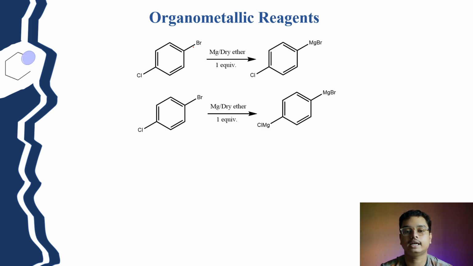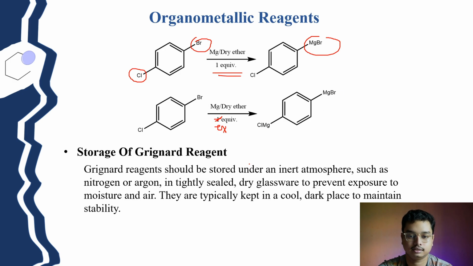If there is a competition between bromine and chlorine, bromine is much more reactive towards Grignard synthesis. In the presence of one equivalent of magnesium, initially the Grignard is generated on one side, but if magnesium is present in excess, not one equivalent, then Grignard is synthesized on both sides.